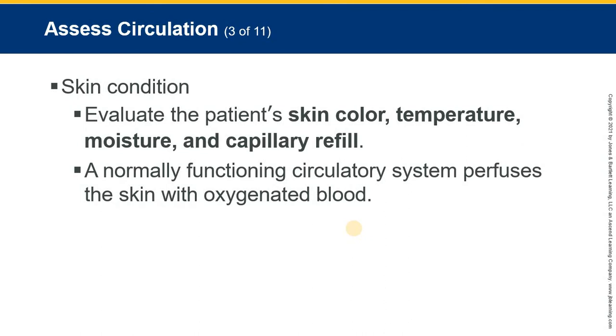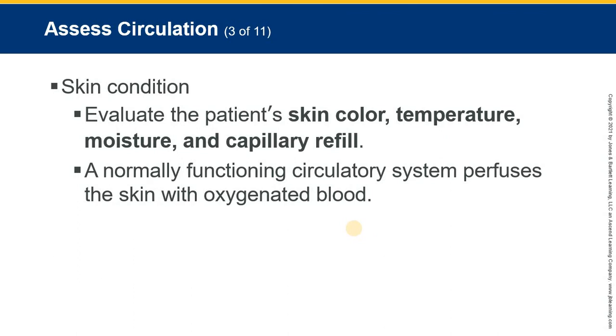Now, skin is also under circulation. We're going to check their color. Are they pale? Do they look ashen or gray? Or are they cyanotic? We're going to check their temperature. The best way to do this is removing a little bit of your glove and feeling their forehead with the back of your hand, just like your mom used to do when you were sick. We're going to check their moisture. Are they sweating profusely? And then we're going to check what's called capillary refill, which we'll have a picture of from your book in just a sec.